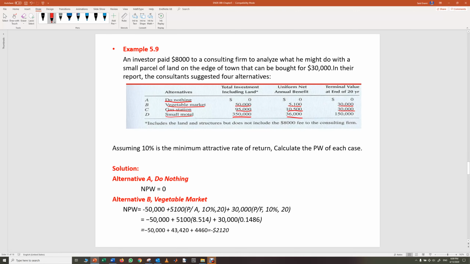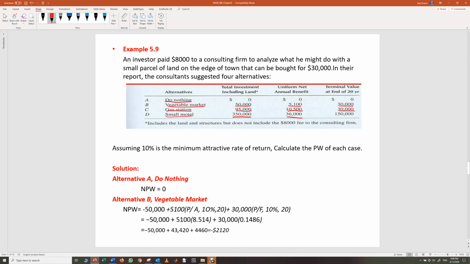So we continue from the last video. We said that the consultant has four alternatives: do nothing with $0; vegetable market with an initial cost of $50,000, uniform net annual benefit of $5,100, and terminal value at 20 years of $30,000. Alternative C is a gas station, built on the land. So we have an initial cost of $95,000, uniform net annual benefit of $10,500, and a terminal value of $30,000.